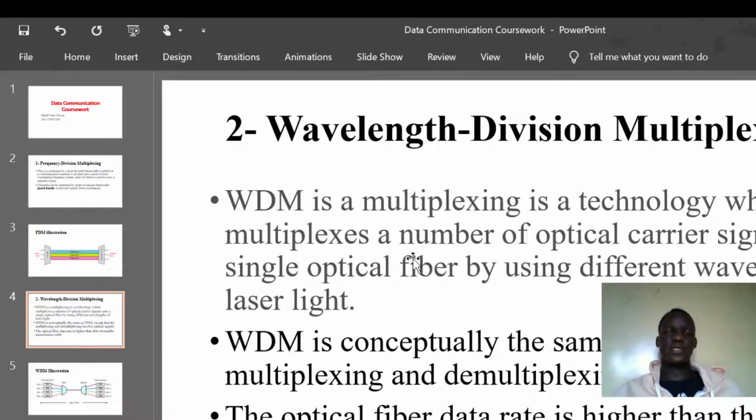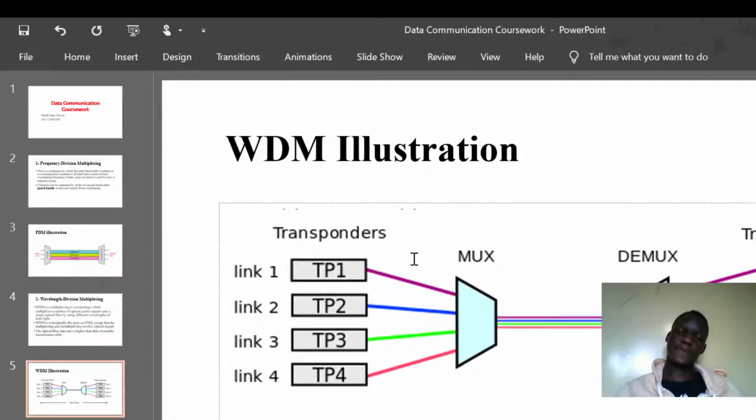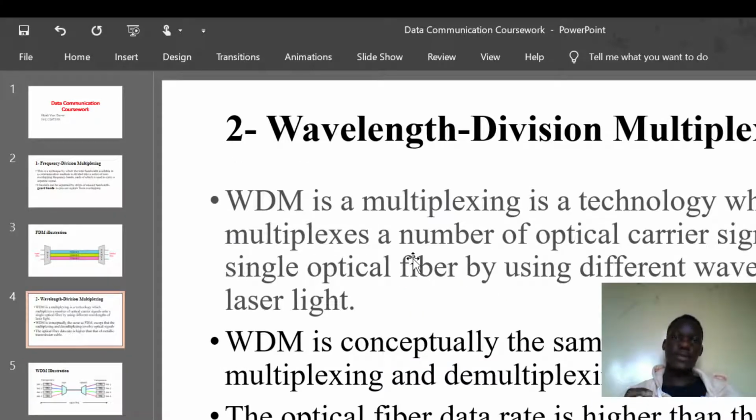Now this one is conceptually the same as frequency division multiplexing. They share the same concept, whereby signals are put into a multiplexer, then combined into one band, which is sent over the transmission medium, and on reaching the demultiplexer, they are decomposed into their individual signals. The only difference is that in wavelength division multiplexing, we transport signals over optical fiber cables, and these optical fiber cables transmit optical signals.